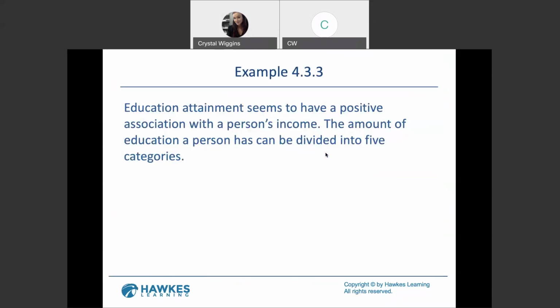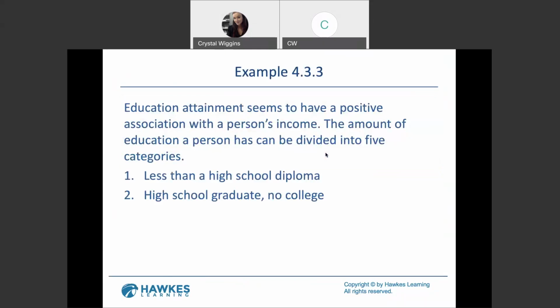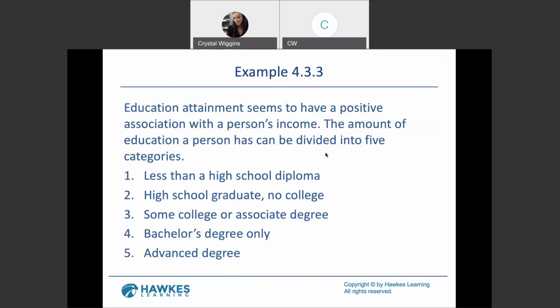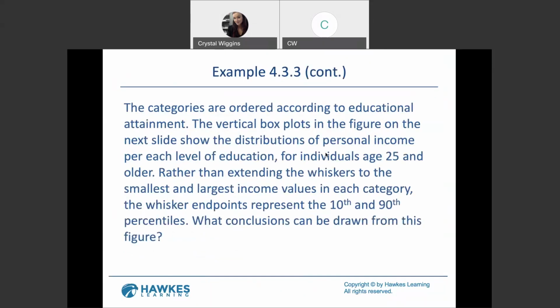Education attainment seems to have a positive association with a person's income. The amount of education a person has can be divided into 5 categories: less than a high school diploma, high school graduate, no college, some college or associate degree, bachelor's degree only, advanced degree. The categories are ordered according to educational attainment. The vertical box plots in the figure on the next slide show the distributions of personal income per each level of education for individuals age 25 and older.